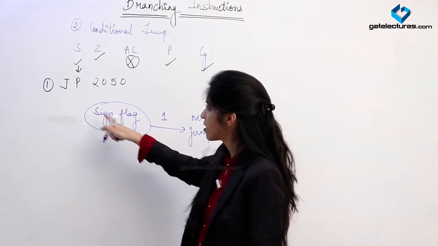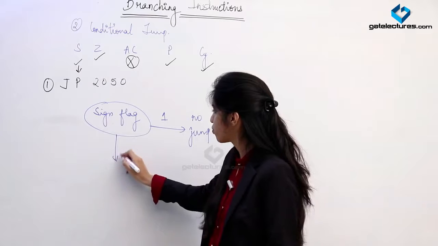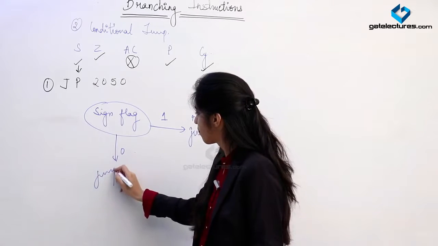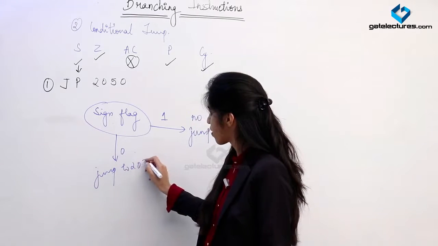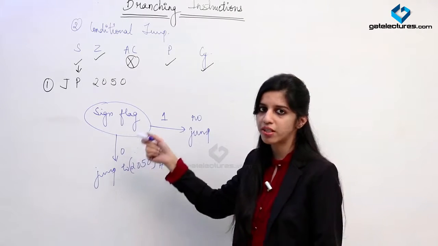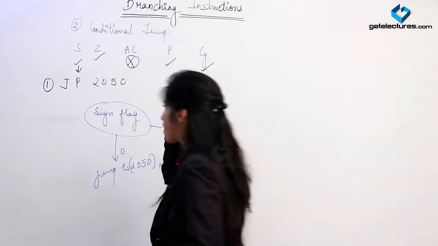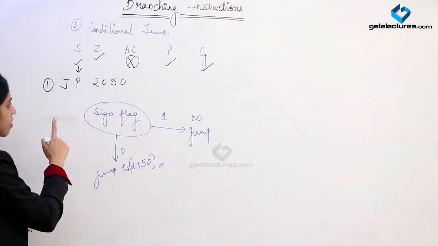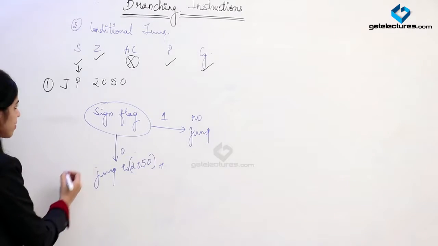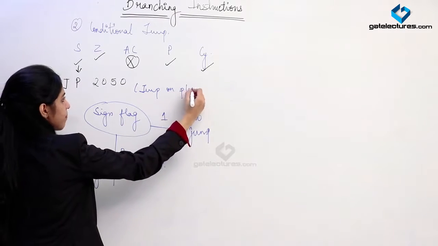But if the sign flag is 0, which means the result is positive, then we are going to jump to 2050. We are going to jump to this location. So this is how conditional jump works. This is based on the sign flag. We have two conditional jump instructions, the first of which is JP, which stands for jump on plus.